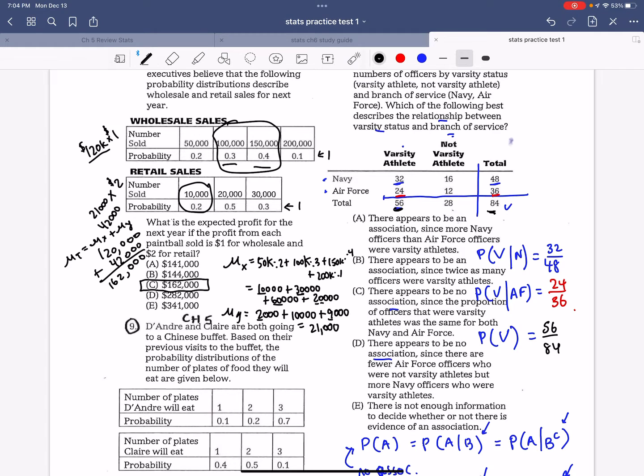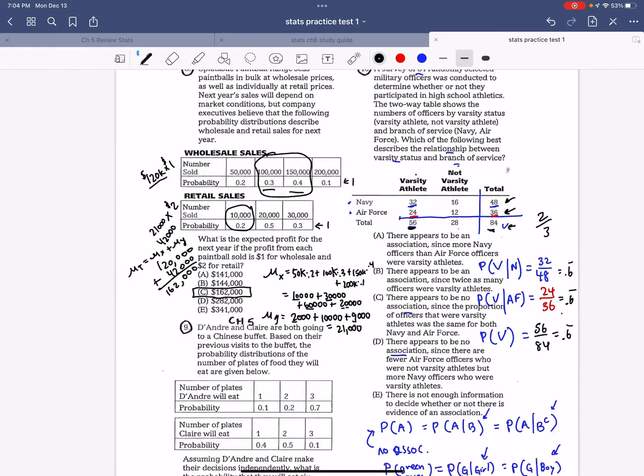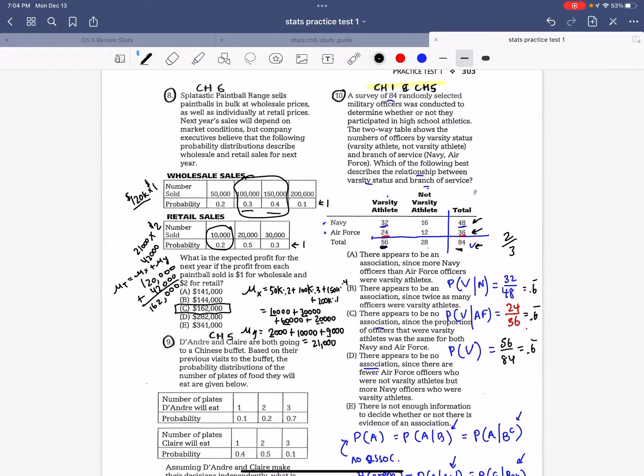32 divided by 48 is the decimal 0.6 repeating. 24 divided by 36 is 0.6 repeating. 56 divided by 84 is 0.6 repeating. So this is like our example with green eyes. It looks like 2 out of every 3 people in the Navy, 2 out of every 3 people in the Air Force, and 2 out of every 3 people surveyed. So we must say that there is no association. So question number 10, we pick C because there appears to be no association since the proportion is equal for both. That is the same proportion.